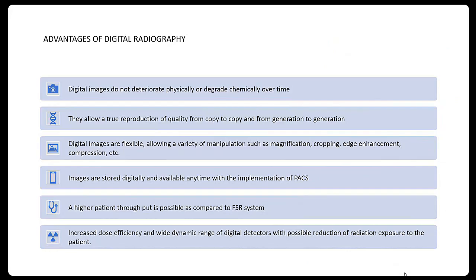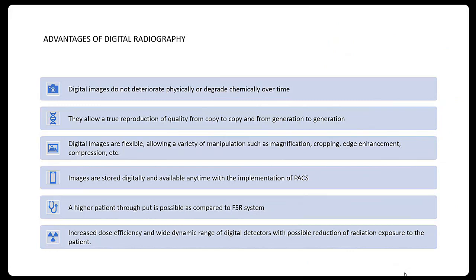So, in the last slide we discussed the limitations of conventional film. In that one we discussed that the films will deteriorate by the passing of time, or it will degrade chemically. So that problem is rectified in digital radiography. Then the second advantage is they allow a true reproduction of quality from copy to copy and from generation to generation. So now we can have quality copies. So transmission and duplicating of the image data is also better now.